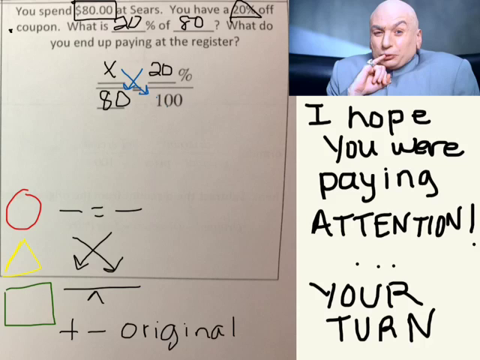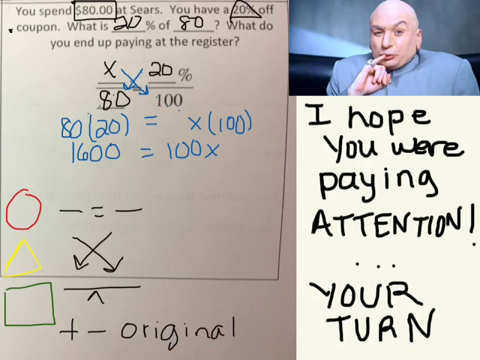Follow the arrows. So I have x times 100 equal to 80 and 20. If I multiply those, I end up with 1600 equals 100x. Now I need to isolate my variable. To get rid of the 100 and get the x on its own, I divide by 100, and I do the same to the other side.